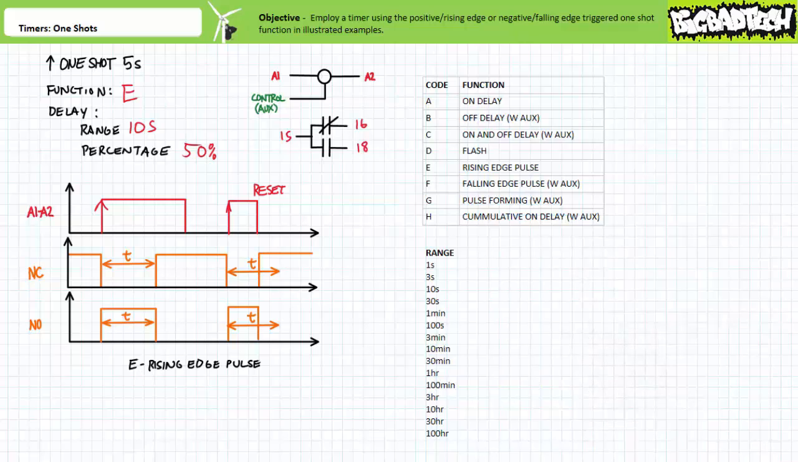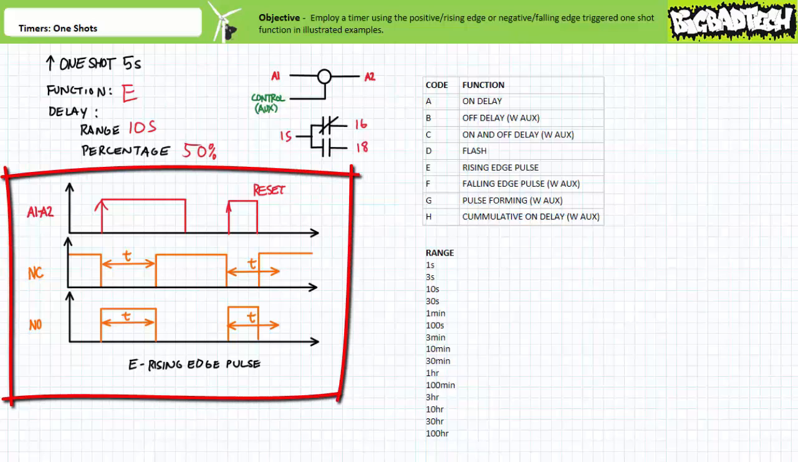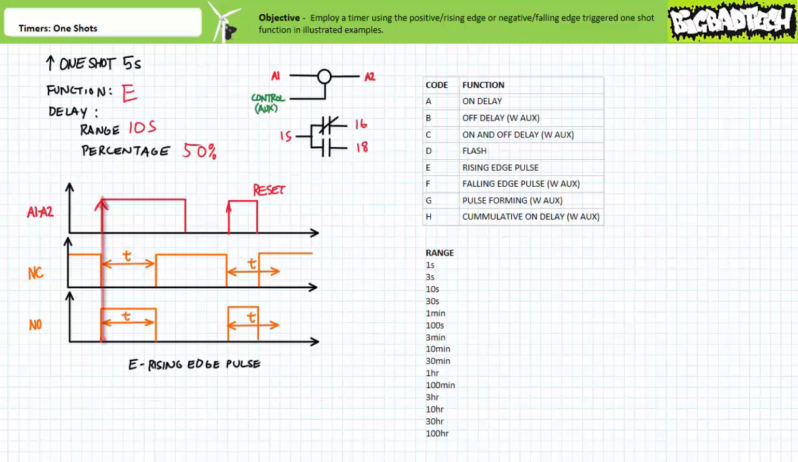Function E, rising edge pulse, is a positive edge triggered one-shot that only makes use of the A1 to A2 coil input. A timing diagram of function E would look like this. Note the one-shot is triggered for a period T on the positive going transition of the coil signal. Note also that this timing diagram illustrates that if the coil was depowered while a one-shot was in process, this particular manufacturer instantly overrides the ongoing one-shot.